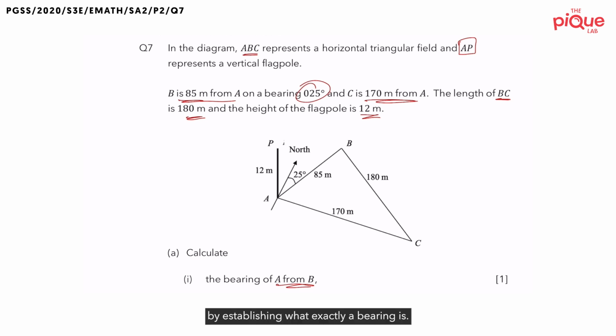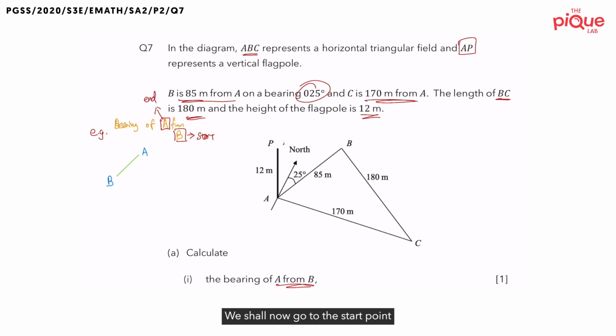Now, let us first start by establishing what exactly a bearing is. In mathematics, a bearing is the angle in degrees which is measured clockwise from the north direction and is usually stated as a 3-digit system. Let's say we have 2 points A and B and they are separated by a certain distance apart. If we are interested to find out the bearing of A from B, we must first identify the starting point. And the starting point is always after the word from. In this case, B is our start point, while A plays the role of our end point.